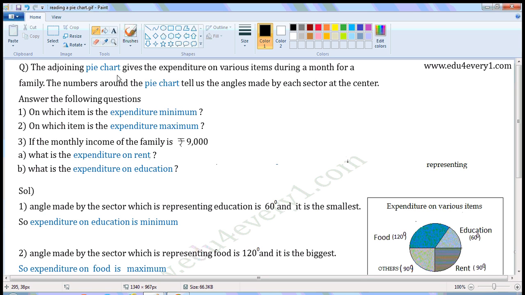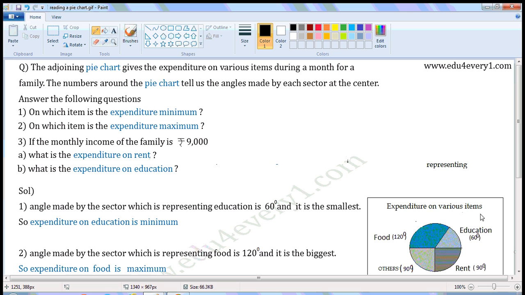The adjoining pie chart gives the expenditure on various items during a month for a family. The numbers around the pie chart tell us the angle made by each sector at the center. Using the pie chart, answer the following questions. Before going through the questions, let us have a look at the pie chart.